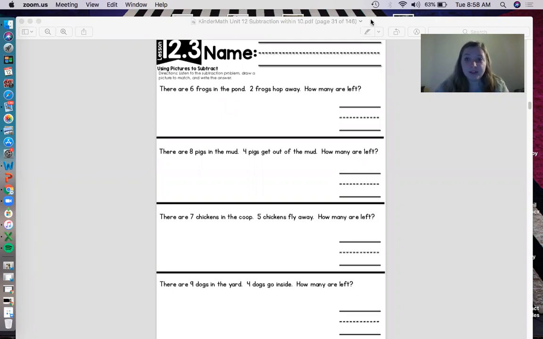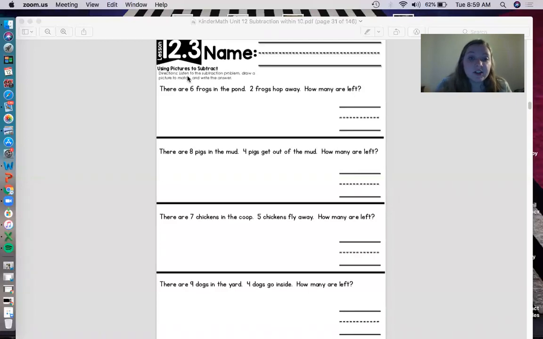Okay, let's get started. So the first thing we always do is read the directions. It says using pictures to subtract. Listen to the subtraction problem, draw a picture to match, and write the answer. Okay, let's read this together. Ready? There are six frogs in the pond. Two frogs hop away. How many are left?